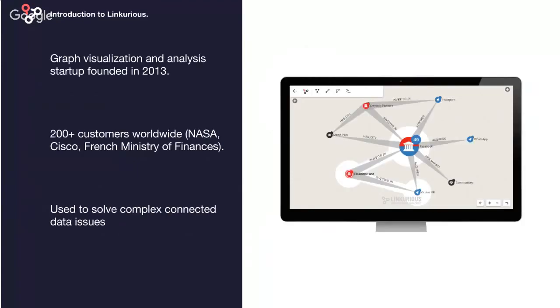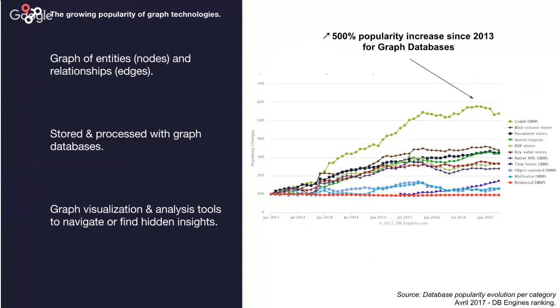So let's carry on here. A couple of words quickly about Linkurious. Linkurious is a French startup. It was founded in 2013. Today, we have a bit more than 200 customers spread all around the world. To give you some names, we are working, for example, with Cisco and NASA in the US. We also work with a couple of governmental institutions like the French Ministry of Finances.